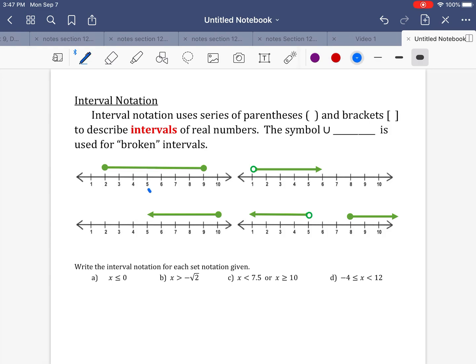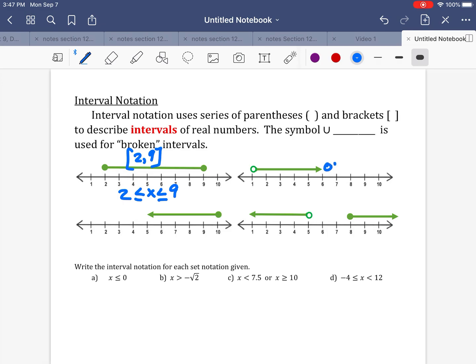So with set notation, if I was going to define this right here, I would say, oh, x is between, and it looks like it goes from 2 to 9. So I'd put 2 to 9. These are filled in, so I'd put equal to on those things. All right. But if I was doing interval notation, I would put 2 comma 9, and I would just put brackets to mean that it's equal to, and that would be it.